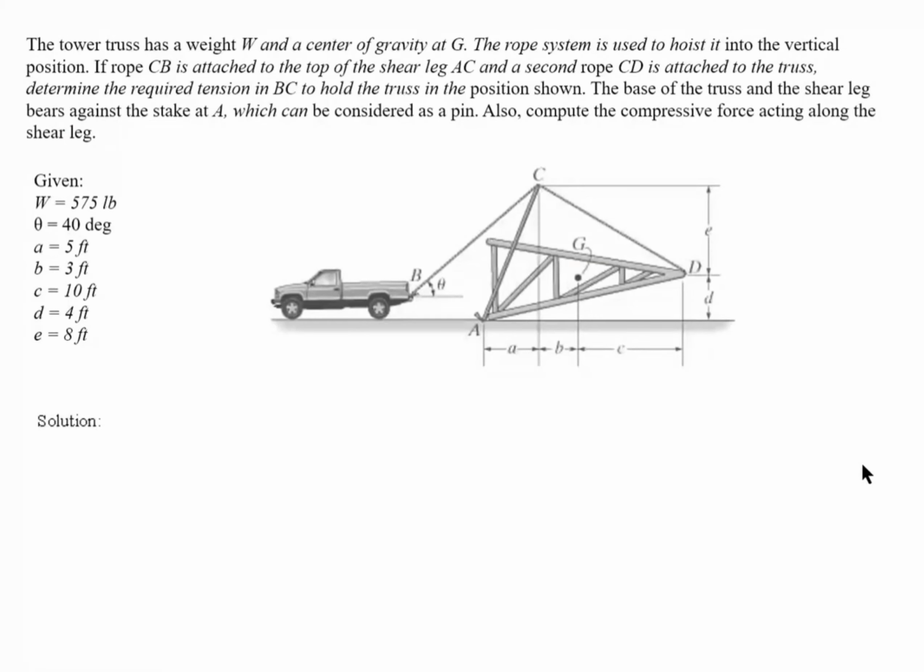So what says here? It says a tower truss. This is a tower truss, okay? That's a tower truss. So a tower truss has a weight of 575 pounds and a center of gravity at G. That's the G location is given. You can see the dimensions. The rope system is used to hoist it into the vertical position. So they've used this rope to put it in this present position.